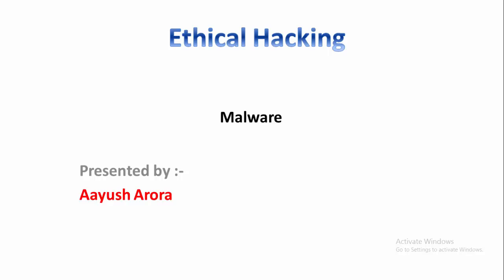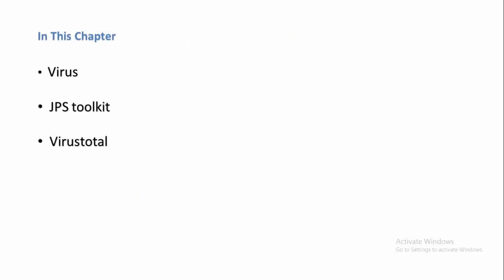We are on our chapter called Malware. In this chapter we are going to discuss viruses, their types, the JPS toolkit, and VirusTotal. So what are malwares? Malwares are programs, or you can say codes, which are designed for malicious activity.